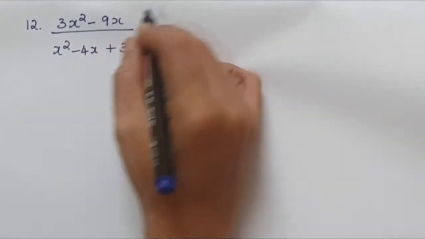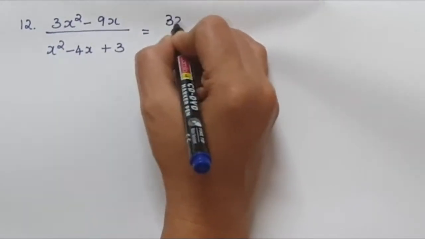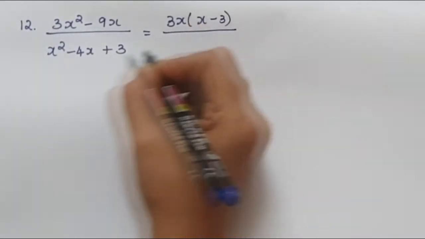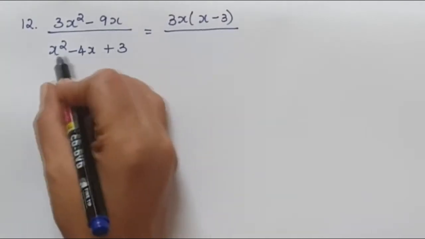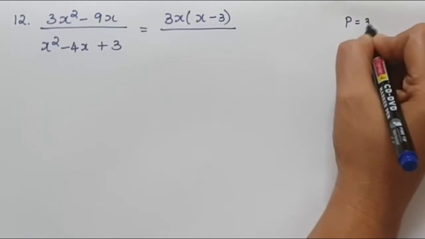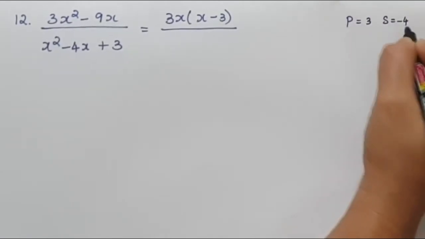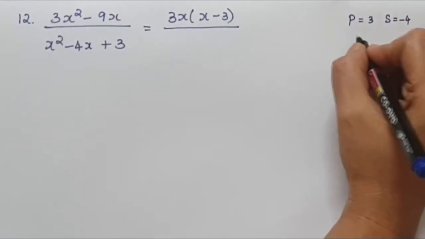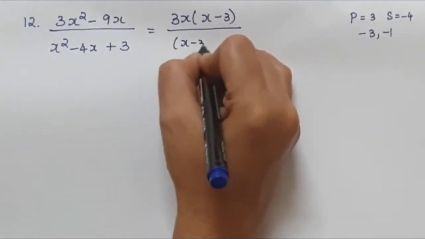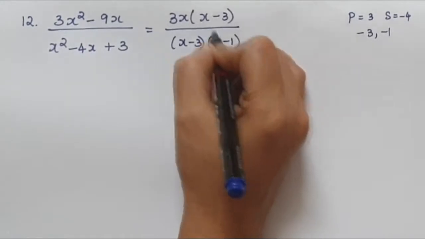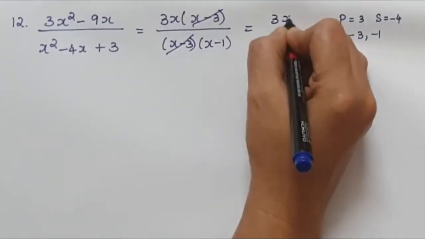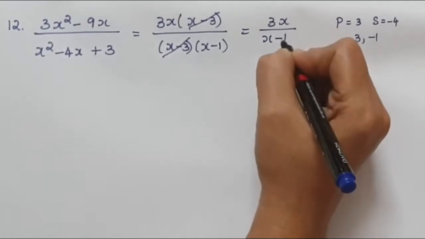Now for the numerator, 3x is common. So we can take 3x outside. So x minus 3. Now for the denominator, x squared, x and a number, so you have to split the middle term. That is, the product has to be 3, the sum has to be minus 4. So it will be minus 3 minus 1. So you can write it as (x minus 3)(x minus 1). So x minus 3 gets cancelled. So 3x over (x minus 1).